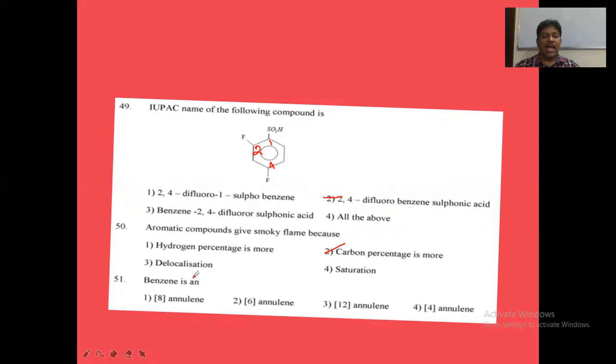Next, 51: benzene is a type of dash. It is aniline. Aniline with how many carbon atoms? 6 carbon atoms. Some special monocyclic aromatic hydrocarbons are given the name anilines. If 4 carbons are there, 4 aniline; if 8 carbons, 8 aniline; if 6 carbons like benzene, we say 6 aniline. So the answer is the second option.